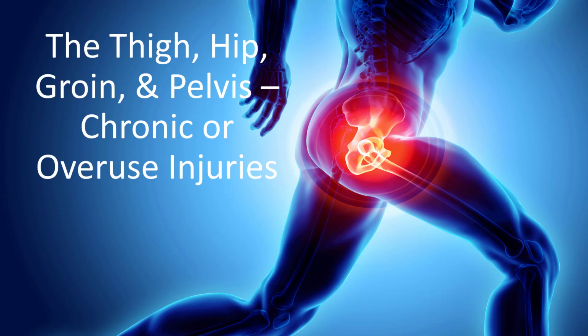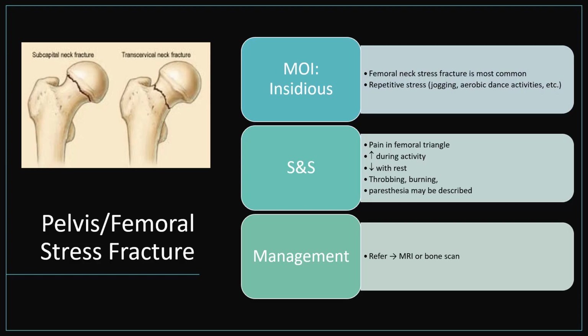The thigh, hip, groin, and pelvis, chronic or overuse injuries. Pelvis or femoral stress fractures. The mechanism of injury is insidious, which means it's hard to differentiate when this injury occurs. Femoral neck stress fracture is the most common.